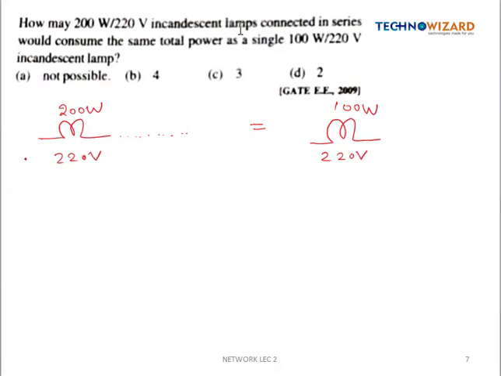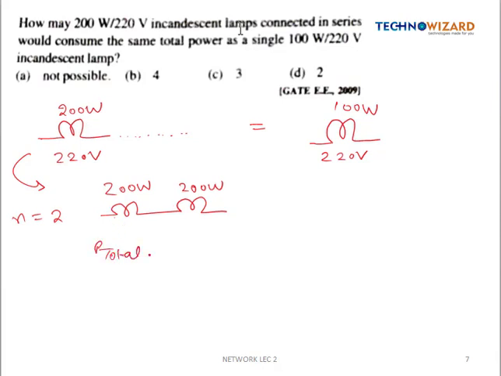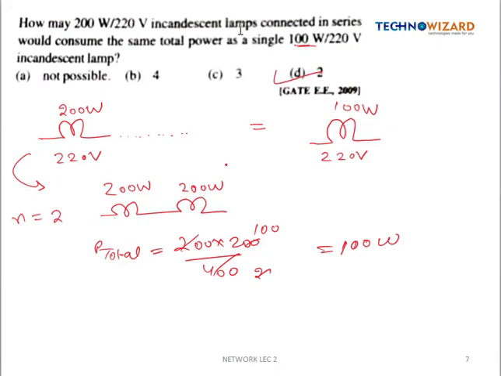Suppose n is equal to 2, it means two bulbs are connected in series, right? So this is 200 watt, this is also 200 watt. I have assumed two bulbs are connected in series, so let's see what will be the total power consumed by them. Total power will be equal to 200 into 200 divided by 400, from the formula P1 P2 upon P1 plus P2. So this will be simply 100 watt, and the question is also asking for 100 watt only, so option D is right. Two bulbs in series will consume the same total power as a single 100 watt incandescent lamp is consuming.